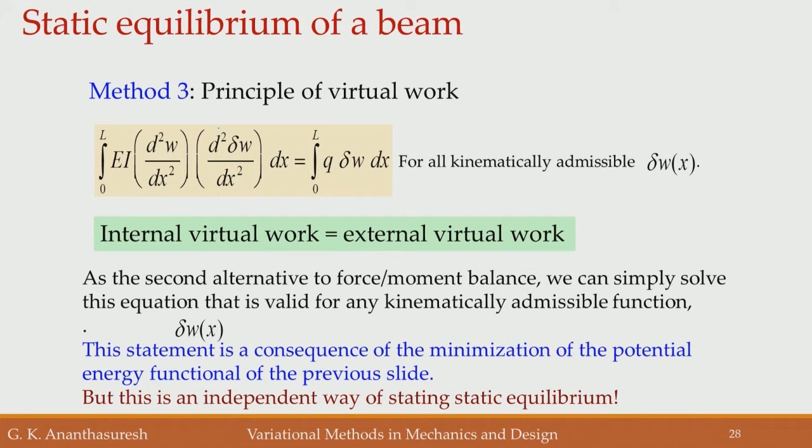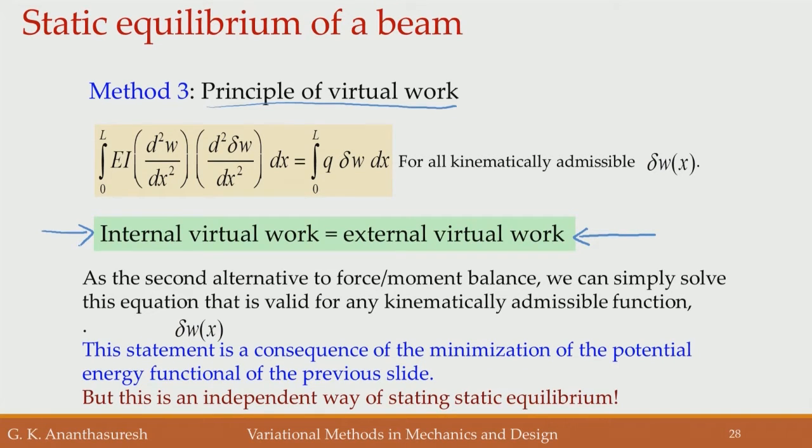There is a third method now. First one was force and moment balance, second is minimum potential energy, third one is what we call principle of virtual work. Virtual work is not real work as it is implied in its name. What it says is what is put here in words. It simply says that internal virtual work is equal to external virtual work. What is internal virtual work? It is the work done by the internal forces when you imagine a virtual displacement.